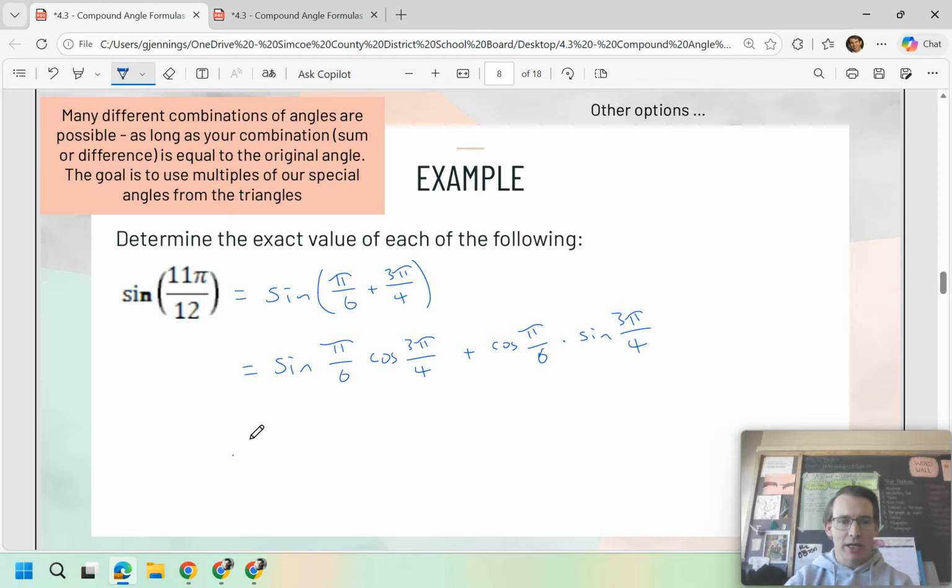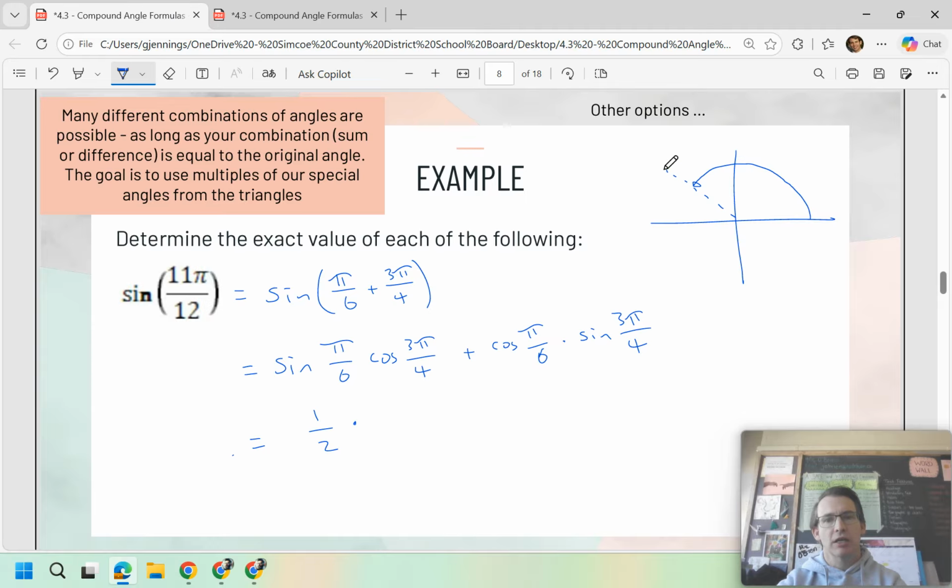And now we just evaluate. Sine pi on 6, what is it? Be faster. Cosine 3 pi on 4, what is it? So visualize the unit circle. Here is 1/4 pi. Here is 1/2 pi. Here's 3/4 pi, 135 degrees. Okay? So I have my 1 on root 2 triangle, but this is negative. So we are at -1 on √2. You want to get really fluent. You want to be able to find these values pretty quick.